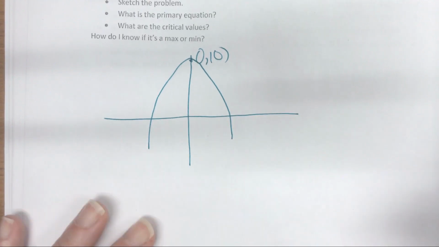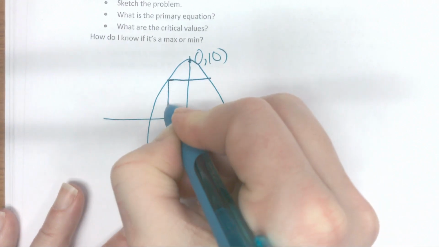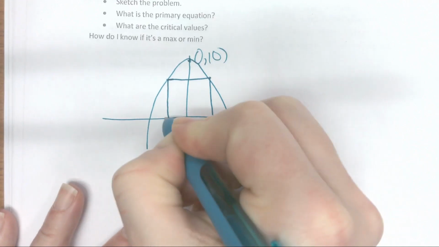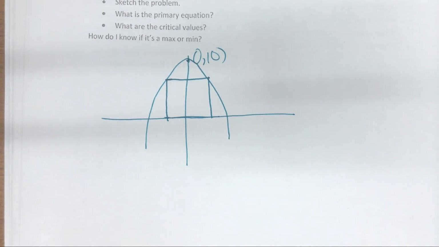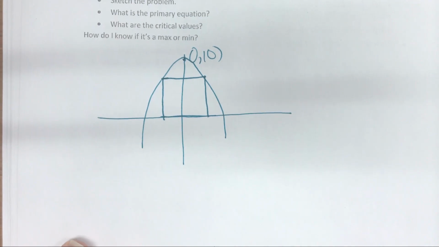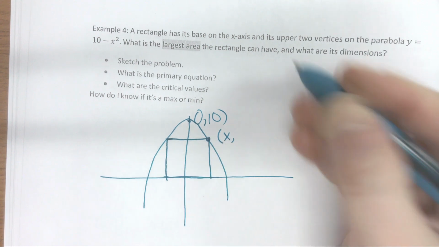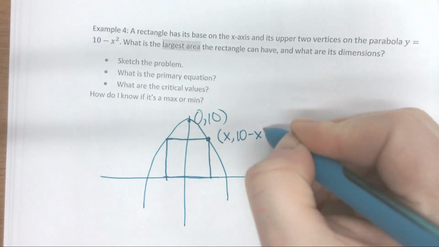So what we want is some kind of rectangle. I'll draw one of the rectangles. There's a lot of different rectangles that could be formed depending on how high you made it up the parabola. If you go further up the parabola, it's longer, but it also becomes skinnier. So I want to try to find the largest rectangle, and at what point. And so we have this point here, x comma 10 minus x squared.